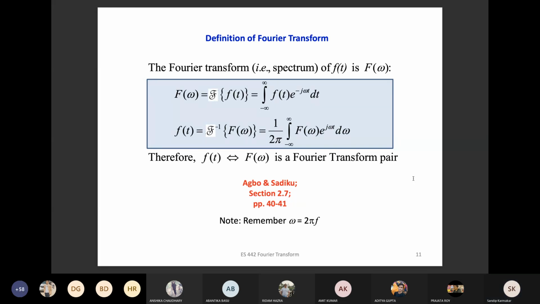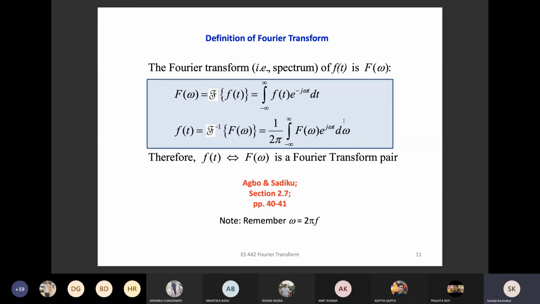Now, for every function there is a Fourier transform, and for every Fourier transform there is a unique function. So the Fourier transform uniquely represents the function. Remember these two equations are very important. As you saw in the Laplace transform, it was e to the power minus st dt. Here it is e to the power minus j omega t, and the bounds are minus infinity to plus infinity.